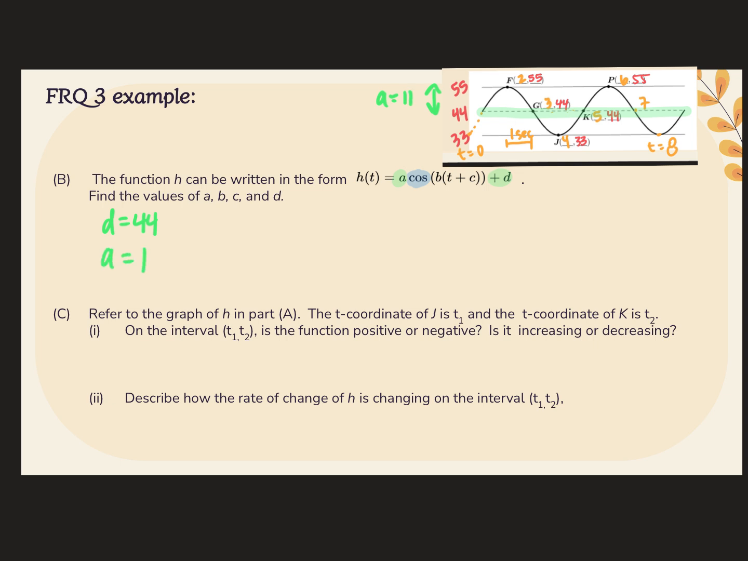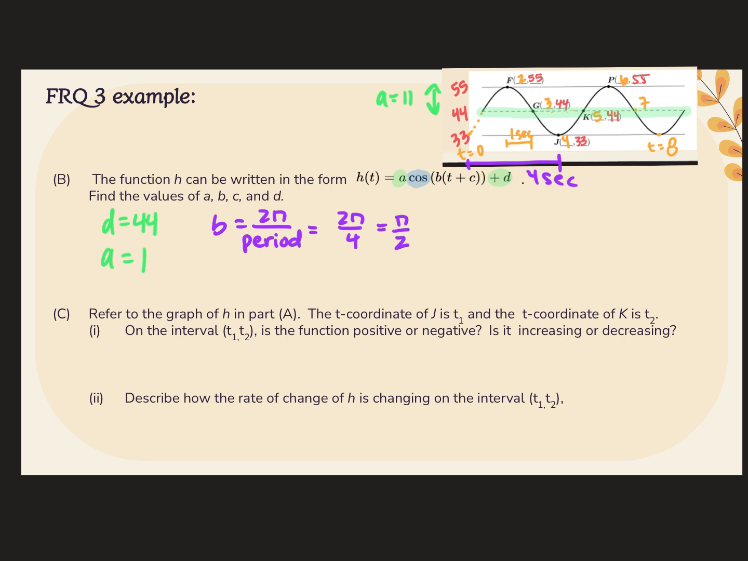Next up, for the horizontal values, we're going to look at B, which is related to the period but not equal to the period. The B value is going to be 2 pi divided by the period. The period is the length of one cycle, which in this case is 4 seconds. 2 pi over 4 simplifies to pi over 2.